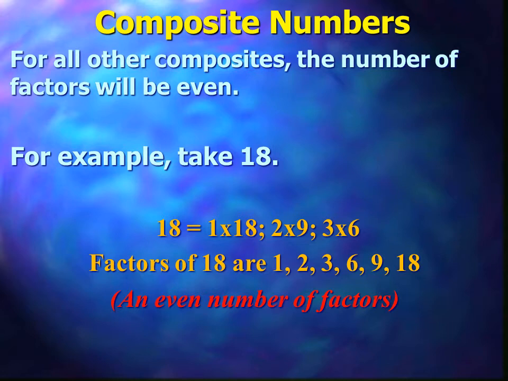Please avoid any confusion here, because the number of factors is even regardless of whether the number itself is even. For instance, 21 has an even number of factors even though itself is an odd number.